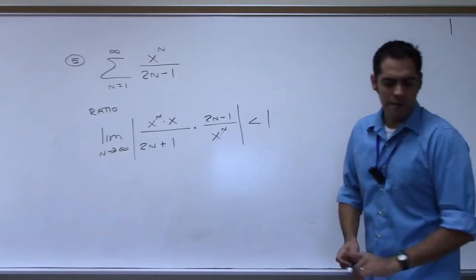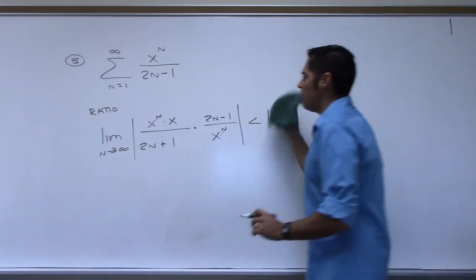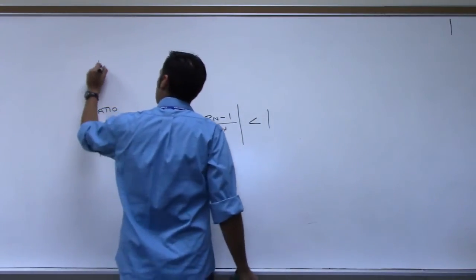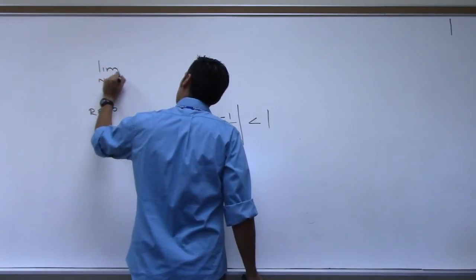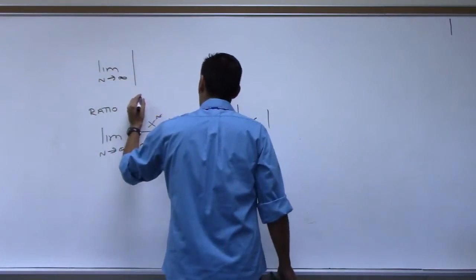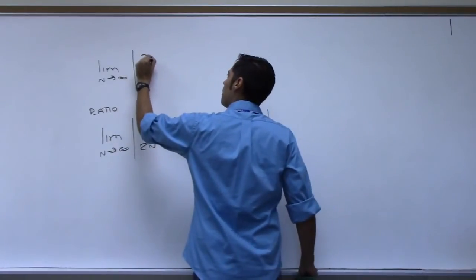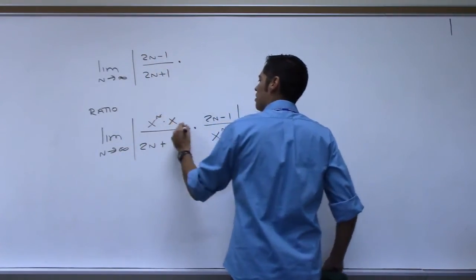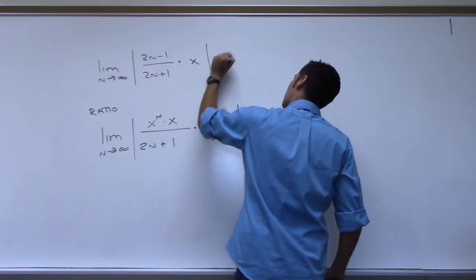And now I'm going to rewrite this limit. I'm going to split my n's away from my x's. So I have a limit, n goes to infinity, absolute value of 2n minus 1 over 2n plus 1 times, I just had an x there again. Need that to be less than 1.